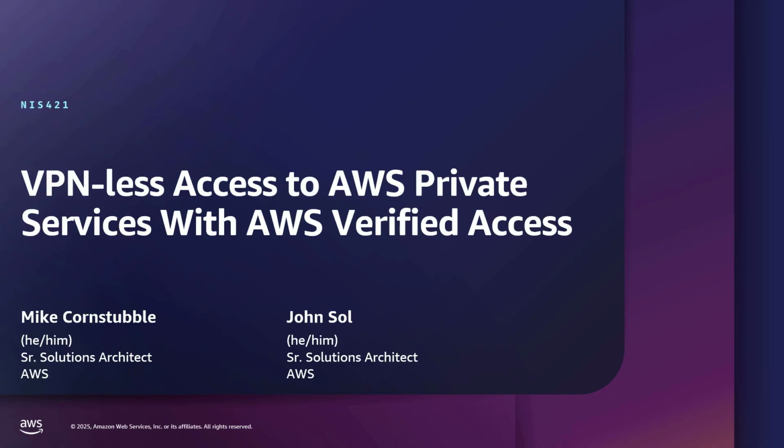I'm Mike Cornstubble. This is my colleague, John Soul. We're both solutions architects here at Amazon, AWS, and we're here to talk to you about VPN-less access to private services with AWS Verified Access.